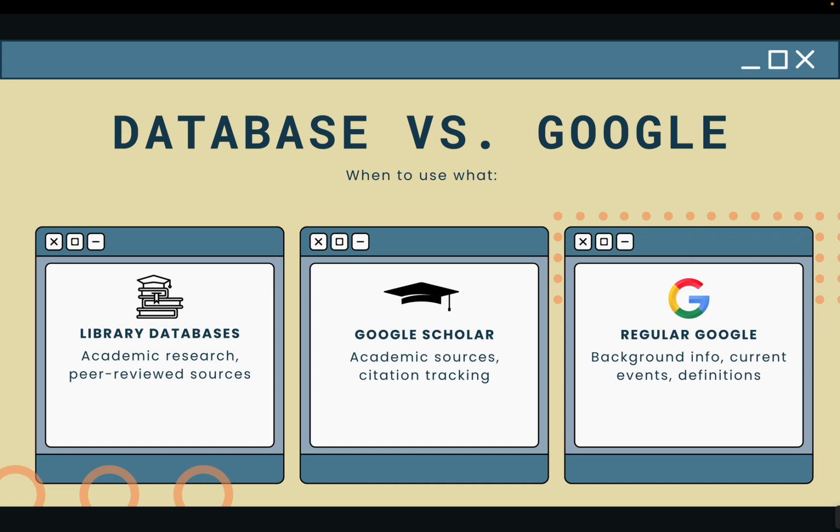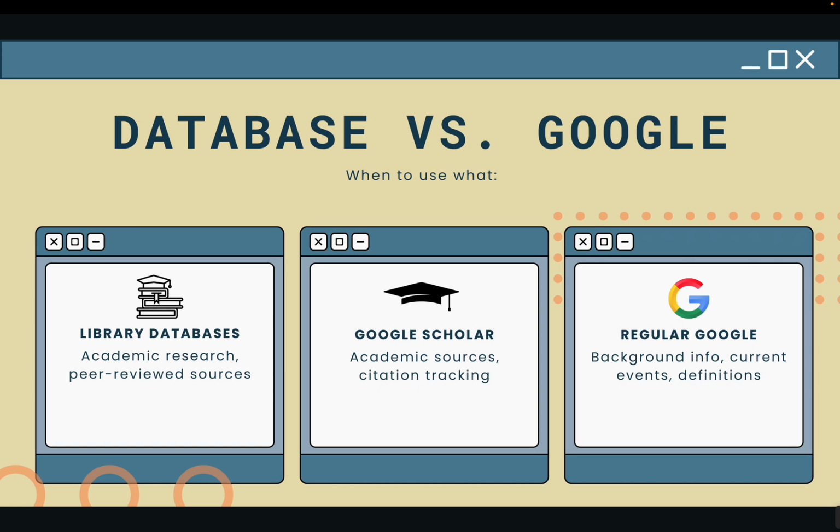Now we're going to learn about databases versus Google. When to use what? Library databases are good for academic research and peer-reviewed sources. So think about a project in which you have to cite relevant information in a first-person aspect or a third-person aspect in which you must cite sources in which are authorities of those academic citations.